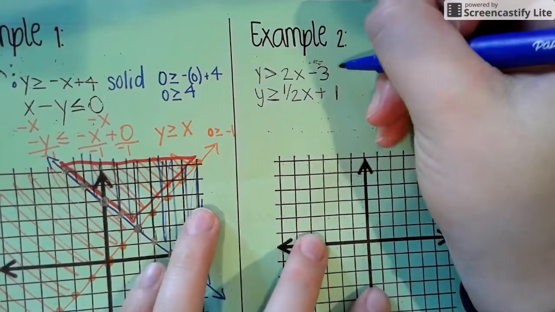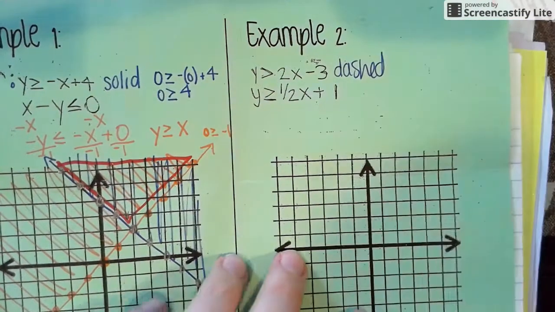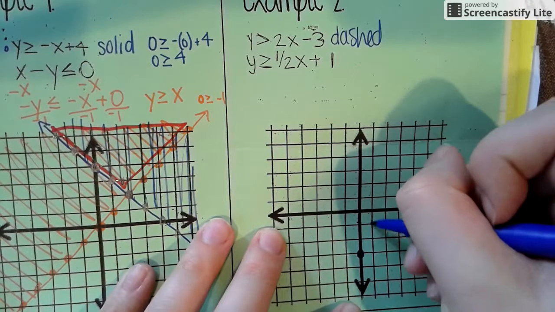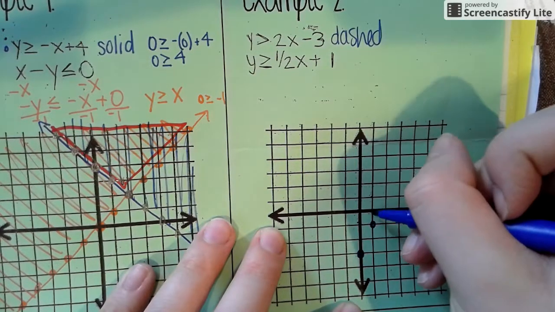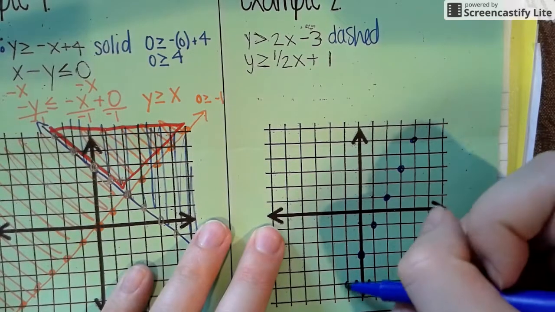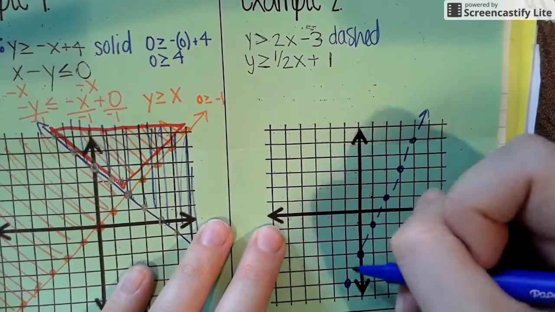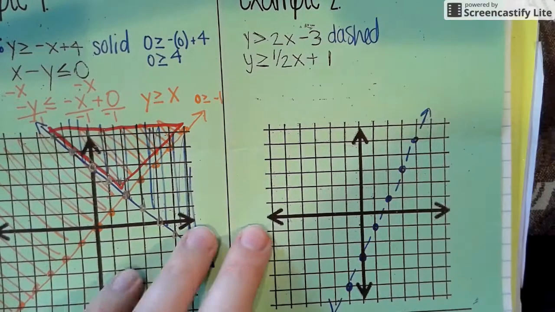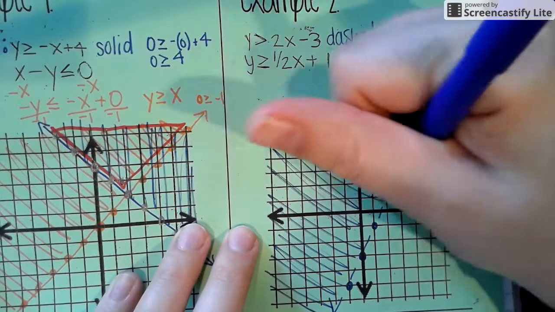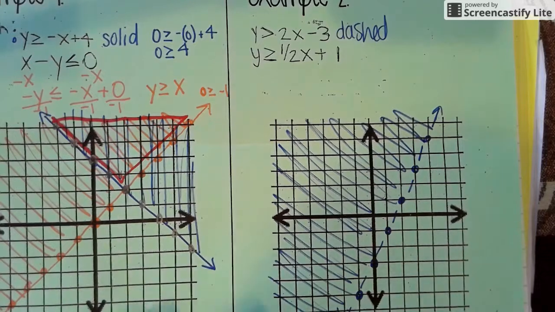I want to start at, this is going to be a dashed line because it is greater than. I'm going to start at -3. I'm going to use my slope, so I'm going to go up 2 to the right 1. Same thing, down 2 to the left 1. That still makes it positive. And I want to make sure it's a dashed line. Because it's greater than, I'm going to shade above. So this is above the line. And then that would be done for that inequality.